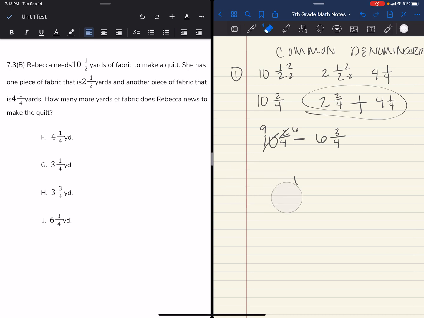Now, whole number minus whole number, 9 minus 6 is 3. Numerator minus numerator, 6 minus 3 is 3. It looks like Rebecca still needs 3 3/4 yards of fabric. So answer choice H.